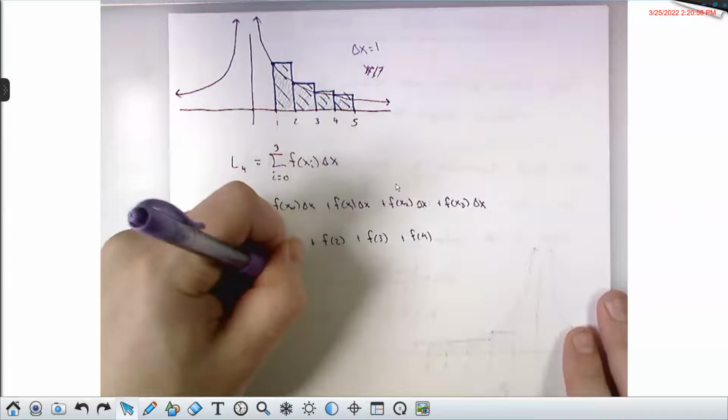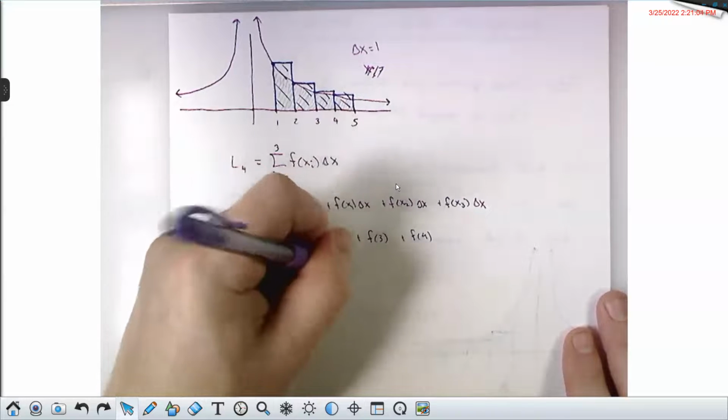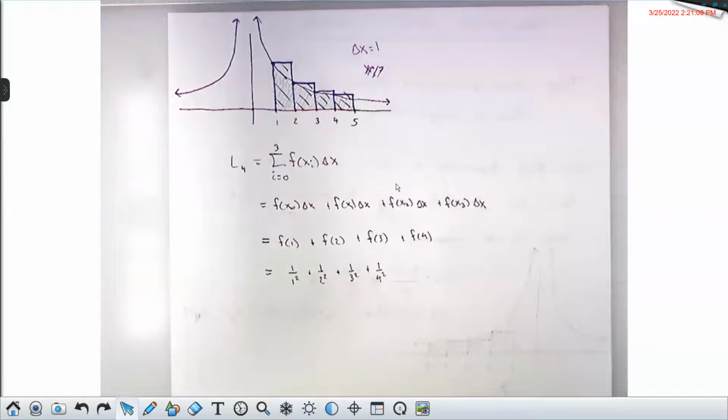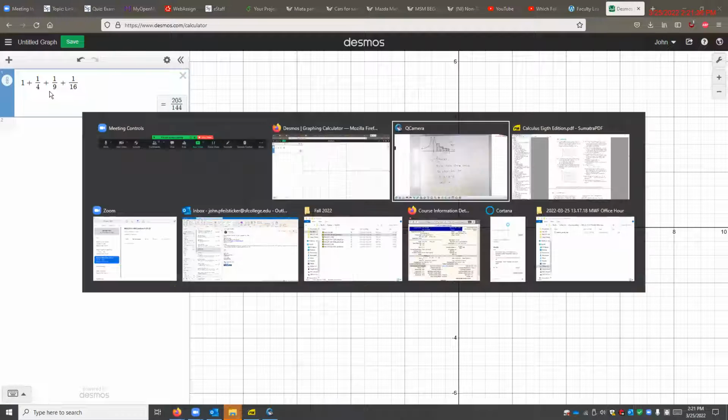So that, because f of x is 1 over x squared, this is 1 over 1 squared, 1 over 2 squared, 1 over 3 squared, and 1 over 4 squared. So if we add those up, as a decimal, that's 1.42361. As a fraction, 205 over 144.